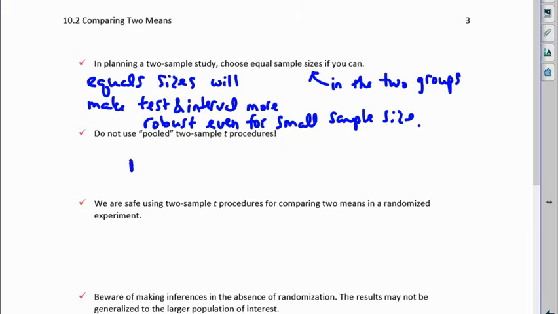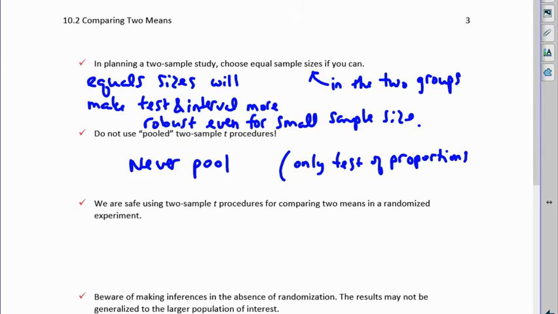We will never pool in means. That is only a test of proportions, where H sub 0 is equal to 0, the difference of the proportions is 0. So that's the only time. Never, ever, never pool means ever.